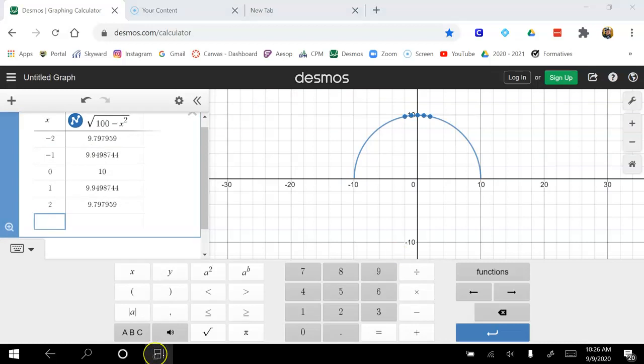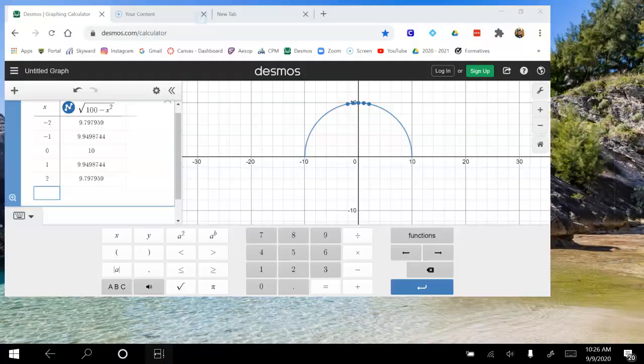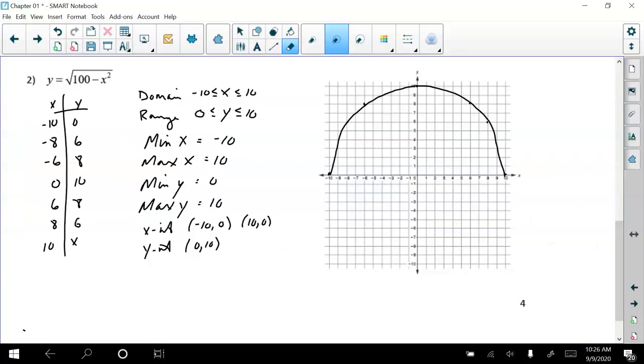Okay, we are going to stop this lesson here. Like I said, I mostly wanted to show you how to use the calculator. We're going to continue the rest of the graphs in the next video.